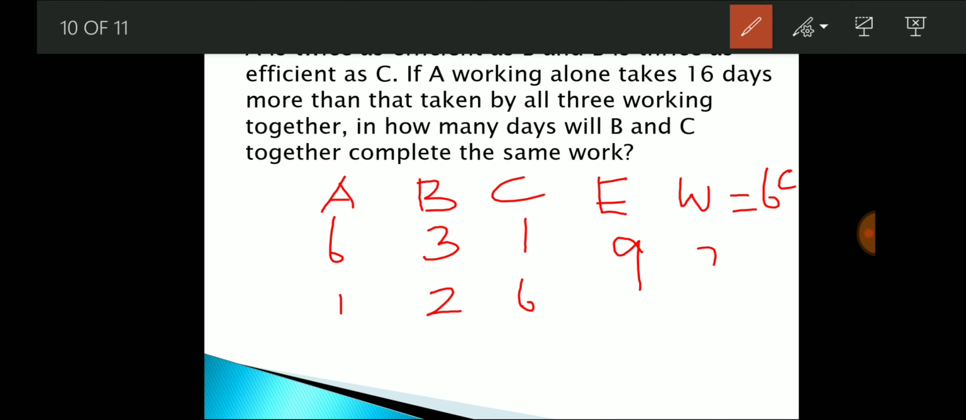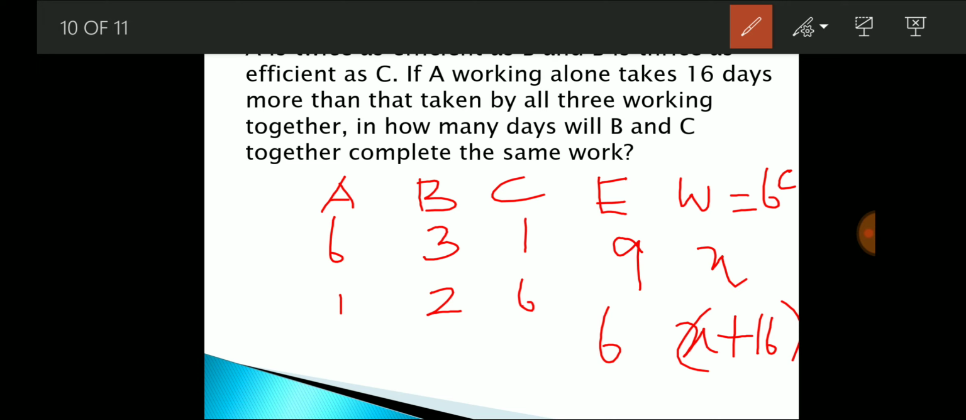They take x days to finish the work. Then A alone works, which means 6 is the efficiency. If 6 is the efficiency, it takes 16 days more, 6x plus 96 to finish the work. What I'm trying to do here is find the number of days with all three working together. The minute I can find that, then we could find it for B and C. So it's going to be directly multiplying: 9x is equal to 6x plus 96.